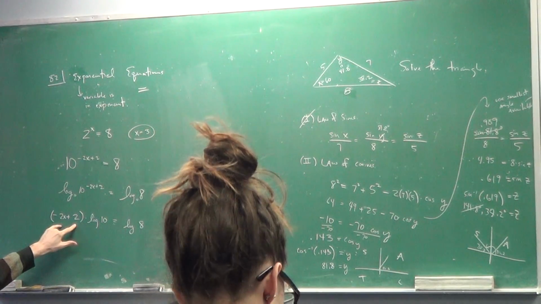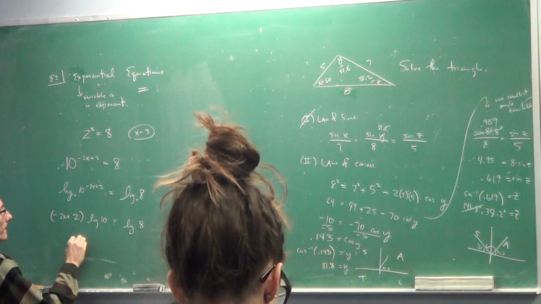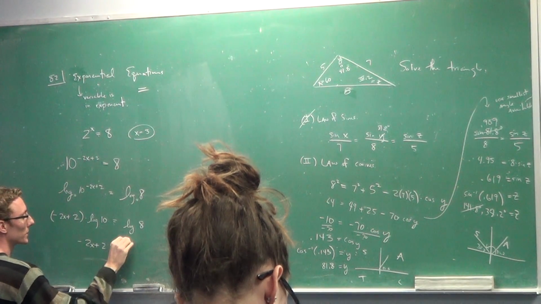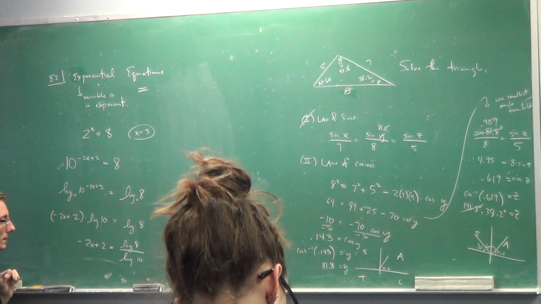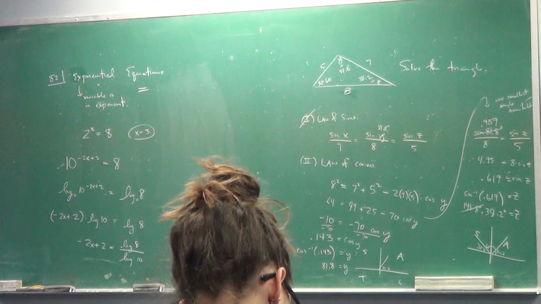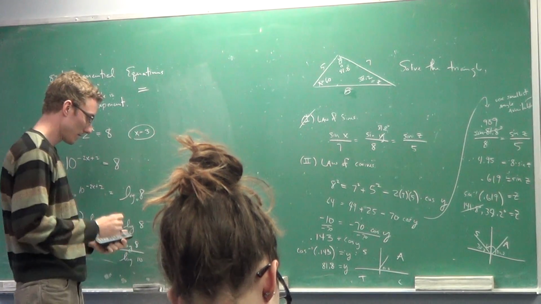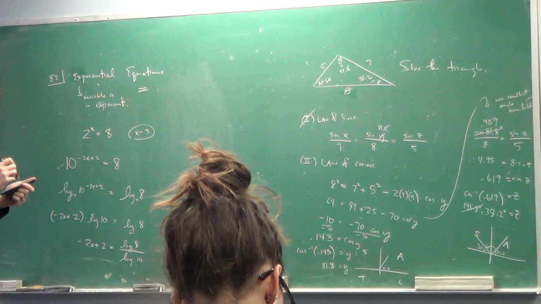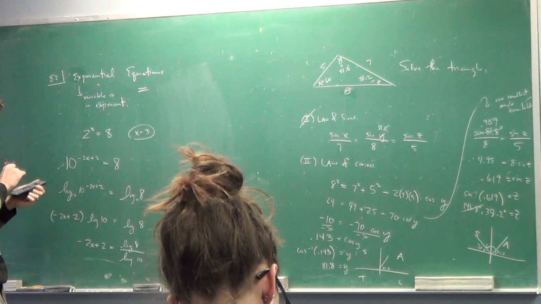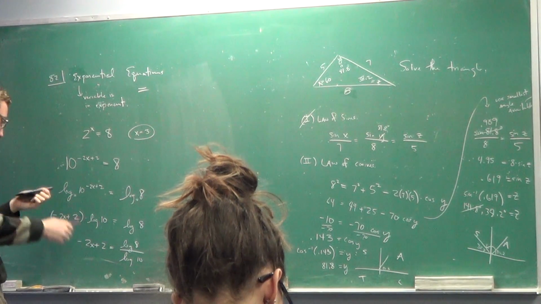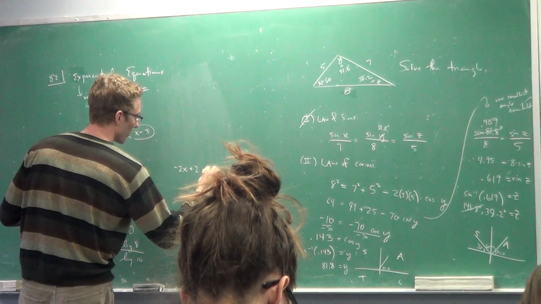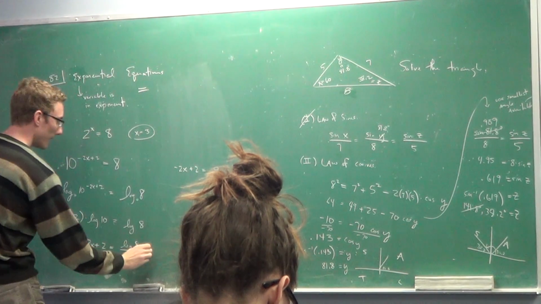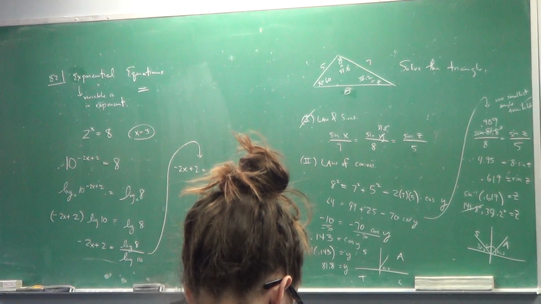Now, we want to solve for the x, so we could divide away the log 10 and get negative 2x plus 2 equals log 8 over log 10. Now, that log 8 over log 10 is something that your calculator can compute for you, because your calculator has a log button, and if you do log 8 divided by log 10, you'll get negative 2x plus 2 equals 0.903. But 0.903 is just log 8 divided by log 10.